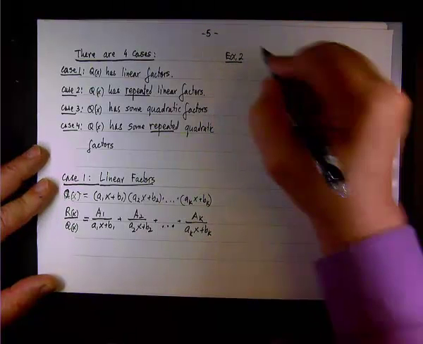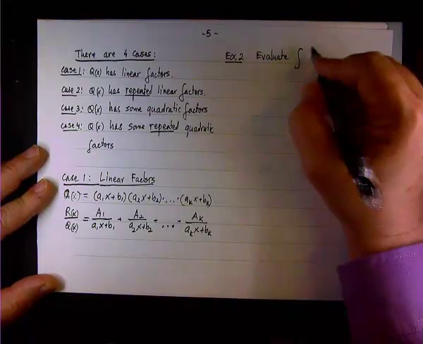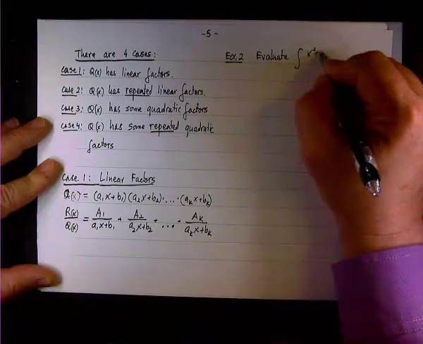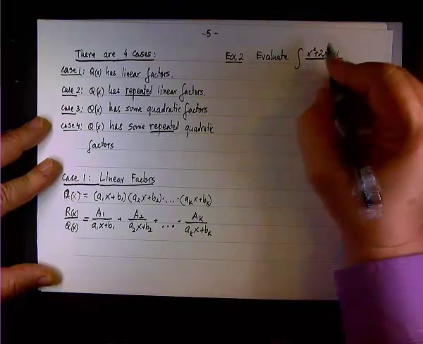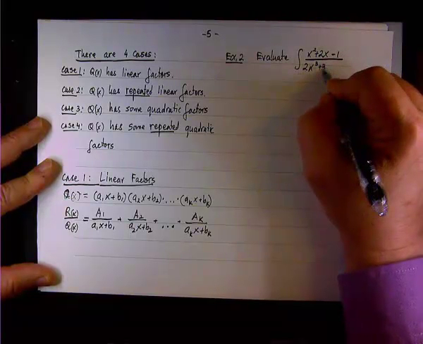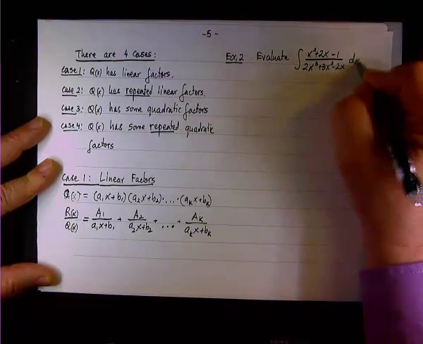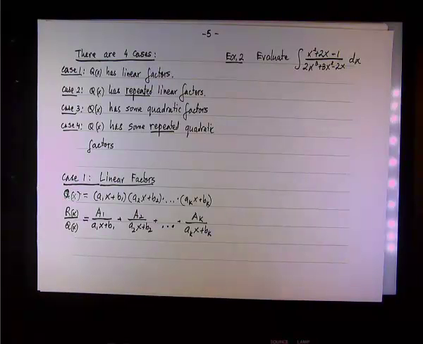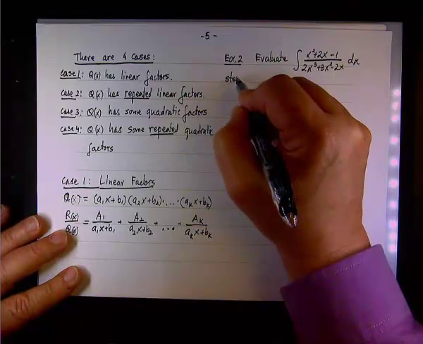So here we go with the example. This will be example 2, where we need to evaluate the integral, and we have a numerator that looks like x squared plus 2x minus 1. The numerator is a second order polynomial, and the denominator is 2x cubed plus 3x squared minus 2x. So second order divided by third order, dx. So this is a proper rational function, so we don't have to do long division in this case.